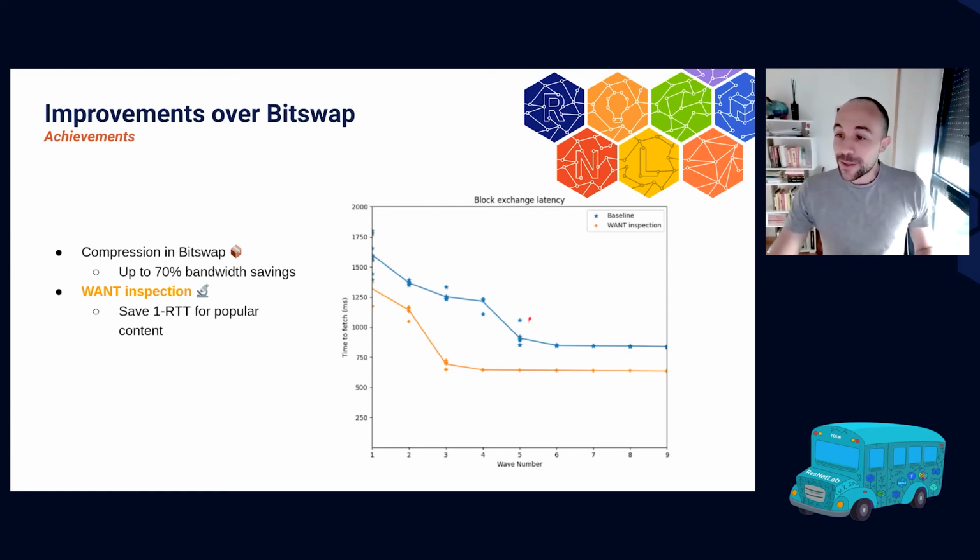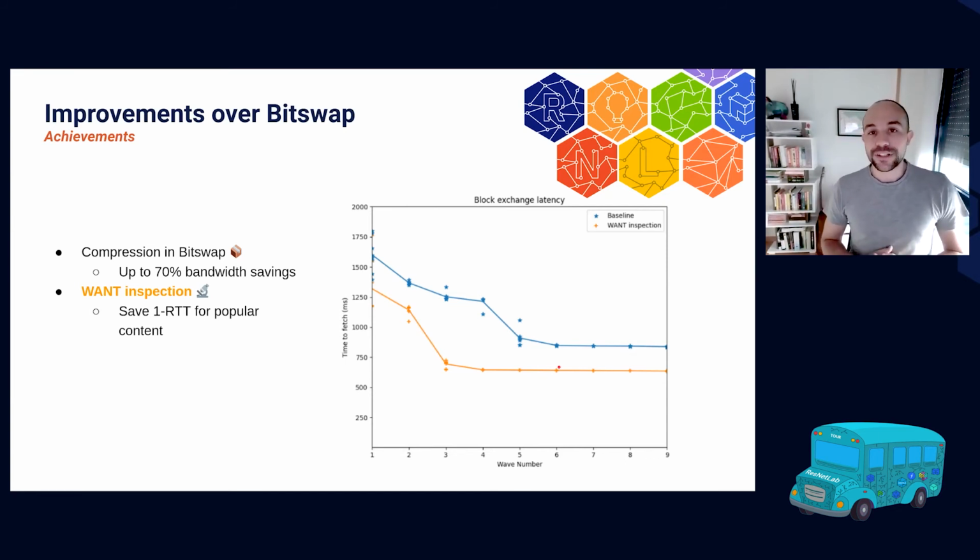But in the case of the baseline Bitswap implementation, we still need to do these two RTTs of sending a want-have and then a want-block in order to fetch the content, while with the want inspection improvement prototype, we save this one RTT by just sending a want-block to the peer that we know has it, because we have an entry in the peer block registry with this peer.